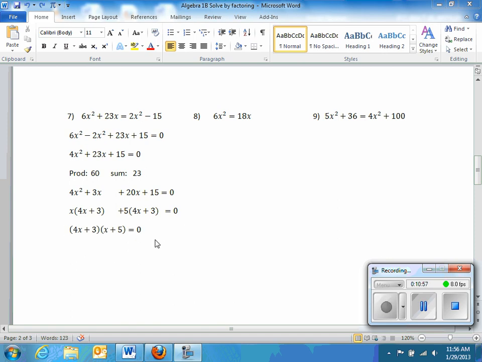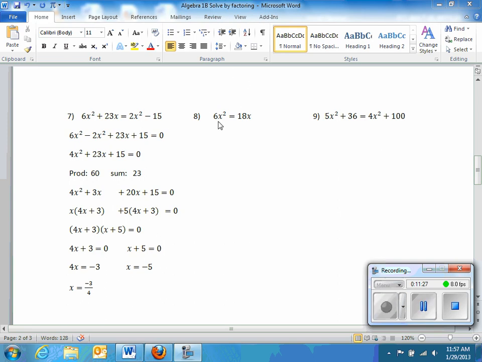The last step is to set each factor equal to 0, and now solve each little equation. Here we'll have to move 3 over and then divide by 4. Here we'll just have to move the 5 over. Remember to switch signs. So here we have one answer, x equals negative 5. Over here we still have to divide both sides by 4. We'll get x equals negative 3/4. So there's our two answers, x equals negative 5 and x equals negative 3/4.